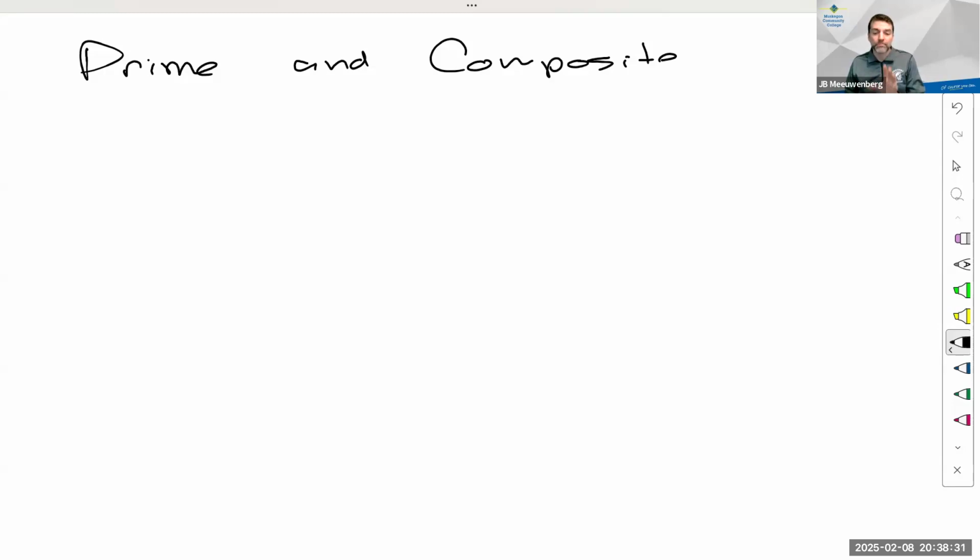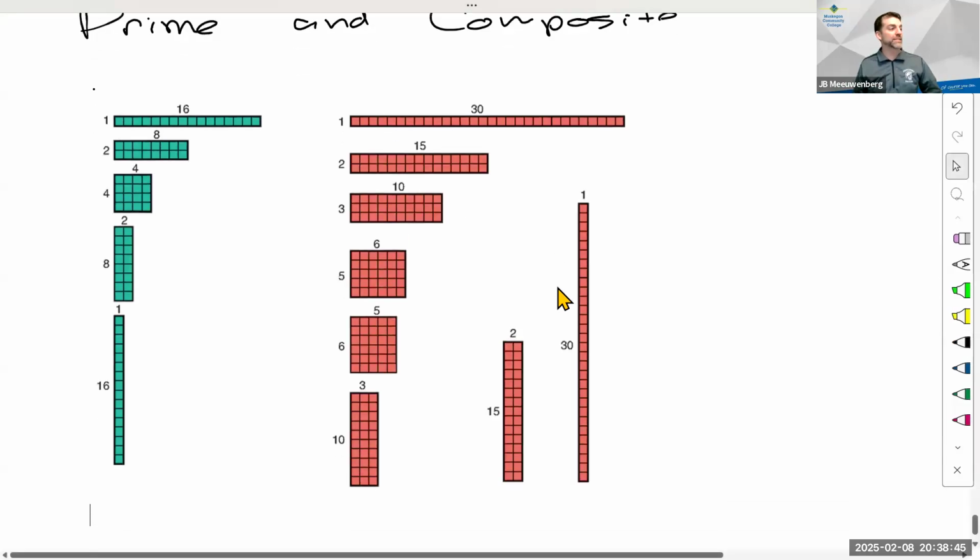So what I'm going to do is show you a picture of a couple different numbers and all the different ways that we could use their rectangular arrays to look at these numbers. So I'm just going to paste up this picture. Two different numbers, 16 on the left and 30 on the right. So here we have 16 and here we have 30.